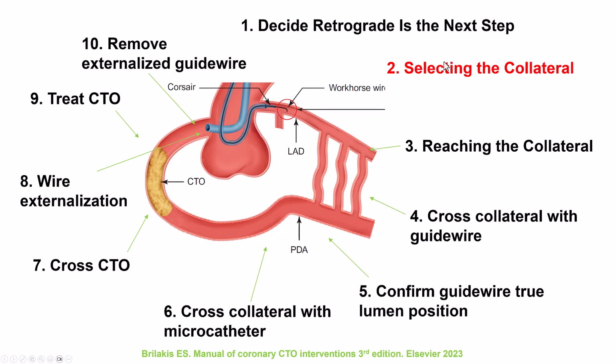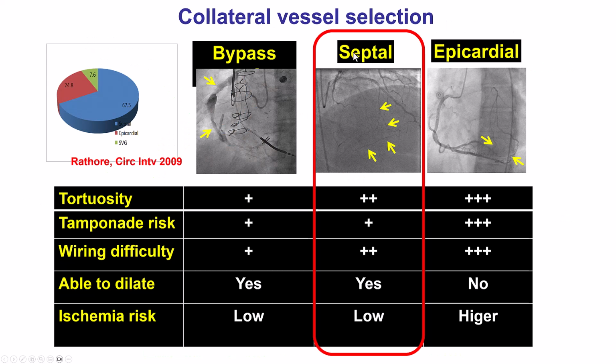The second step is to select the collateral. And septals are actually the most commonly used collaterals, in about 60% or more of most CTO registries. And the reason for that is that they are more favorable than epicardial in terms of safety and complication. If a perforation happens in the septal, as we'll discuss, usually there are no significant consequences, whereas for epicardial, there is a high risk of tamponade.